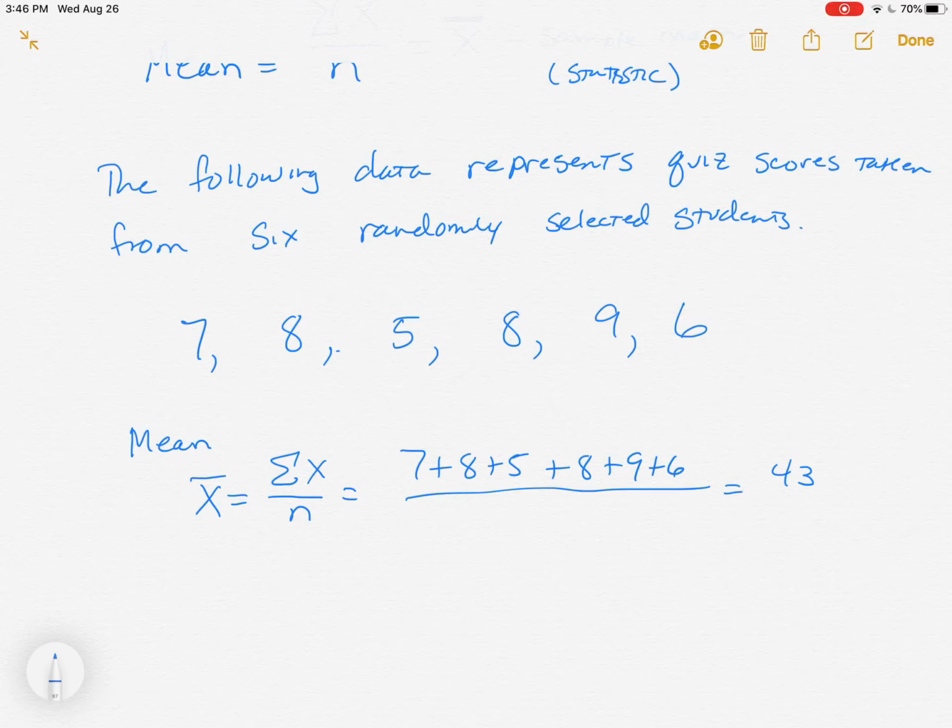Now, I need to divide by n. And what's n? n is the number of data points, or the sample size. And there are 6 numbers that I added up. And if I do 43 divided by 6, the answer goes on forever. So this provides us a good opportunity to talk about the rounding rule, which should have been stressed in the material there. The rounding rule is 1 decimal place beyond the original set of data. Round to 1 decimal place beyond the original data.